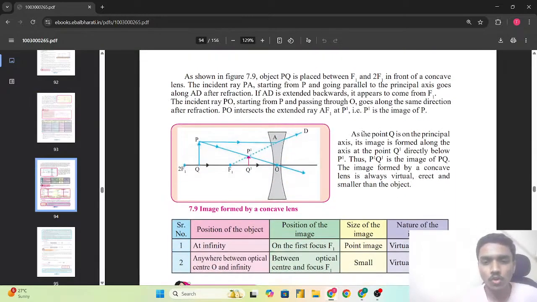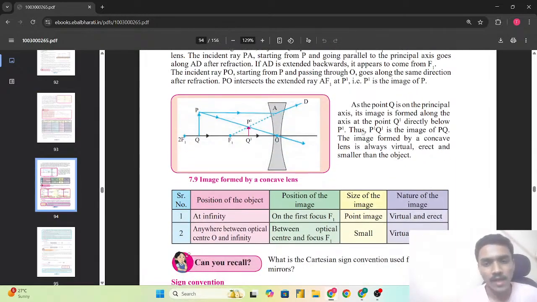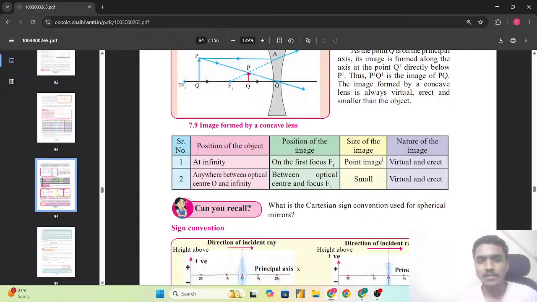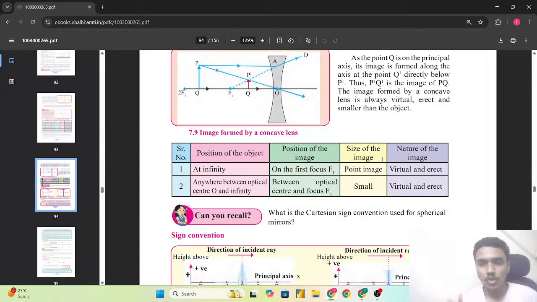But in the case of the concave lenses, that is the diverging lens, the image formed will be virtual, erect and smaller than the object. This is the difference between the image formation by the convex lens and the concave lens.